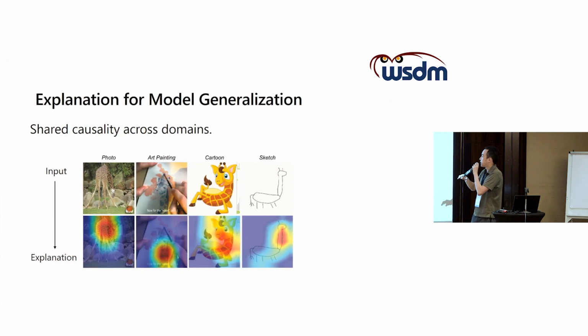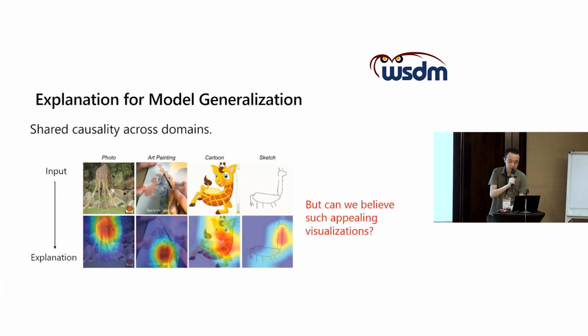Although this is the animal, here the giraffe, their style can be very different, but we can see that similar information based on the head information can be extracted here. So we see that there actually the causality can be shared across the domains. But we want to ask a question: whether we can believe such visualization? In other words, we want to ask whether we can believe such explanation method.